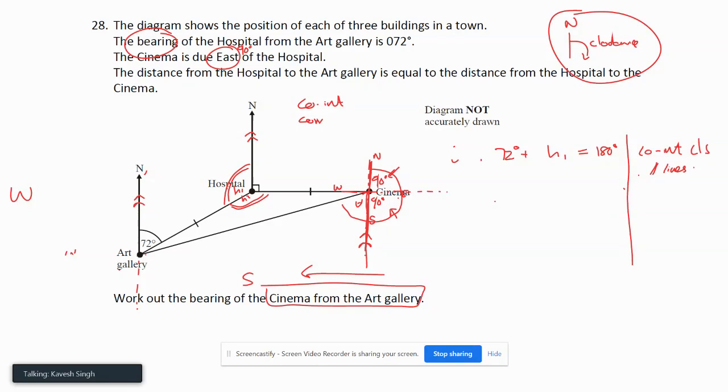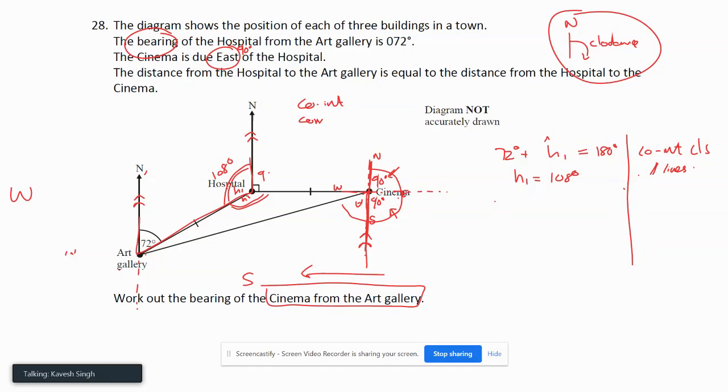So 72 degrees plus angle h1 equals 180, using parallel lines, there's your U shape. So you can find h1 by minusing it from 180. 180 minus 72 comes to 108 degrees. So angle h1 would be 108 degrees.